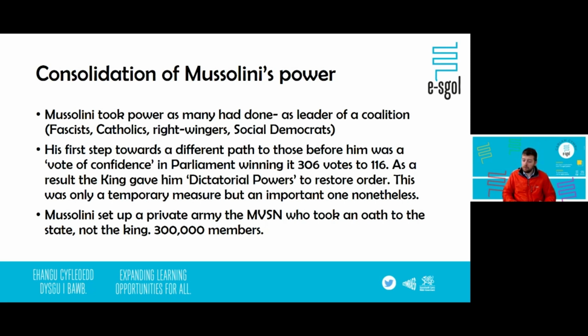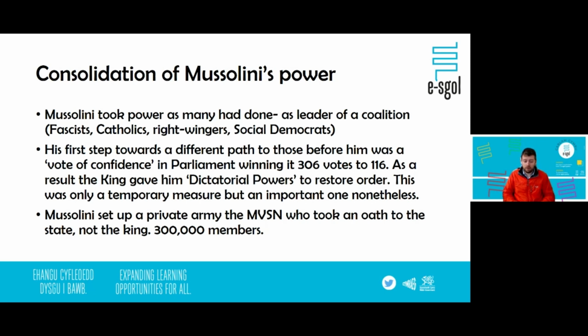He won it easily, 306 to 116 votes, and as a result, the king gave him dictatorial powers to restore order. So he's given him powers to restore order to prevent a civil war, which was going to be created by his black shirts in the first place. Doesn't make sense, but to Mussolini, it's perfect. It was initially set as a temporary measure, so people could think, well, it will return back to democracy any time now, but it didn't.